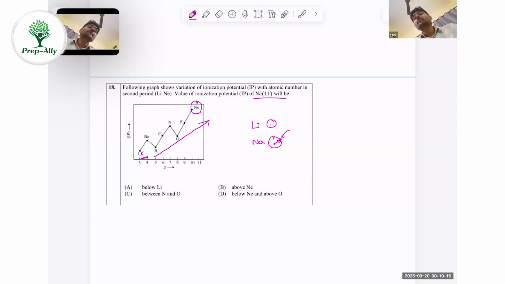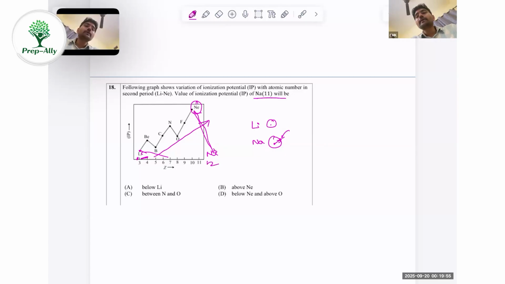Ionization potential is the amount of energy required to remove an electron from a gaseous, isolated atom. To make an ion, how much energy or potential do you need to apply? Since lithium is small in size and sodium is larger, sodium requires less energy to remove the electron. If you compare, sodium should be down below lithium. Then for atomic number 12, the peak has to come down.